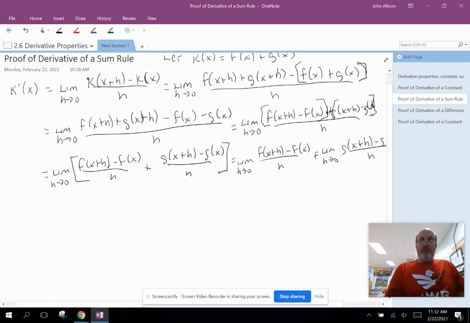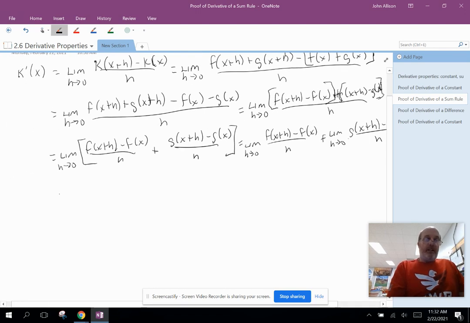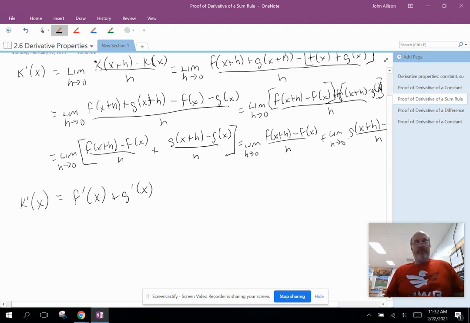And since these are just the limit definitions of f prime and g prime, that means that this k prime is equal to f prime of x plus g prime of x. So the derivative of a sum is the sum of the derivatives. This really goes along a lot with the limit definitions because the derivative is defined by a limit.